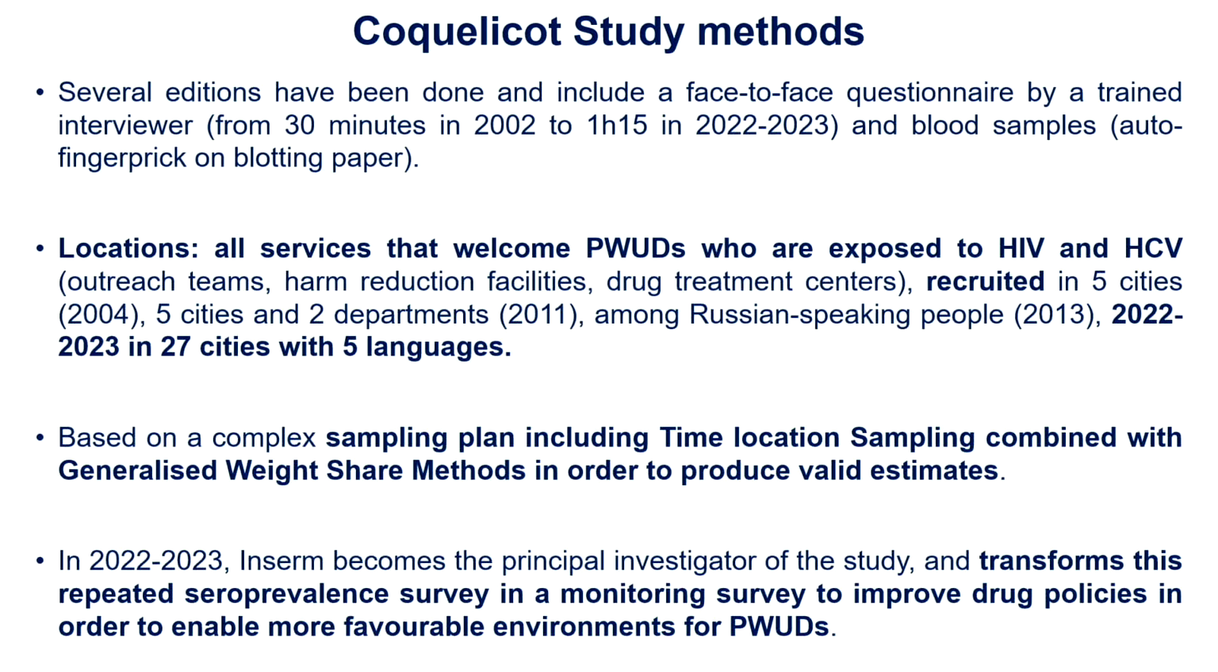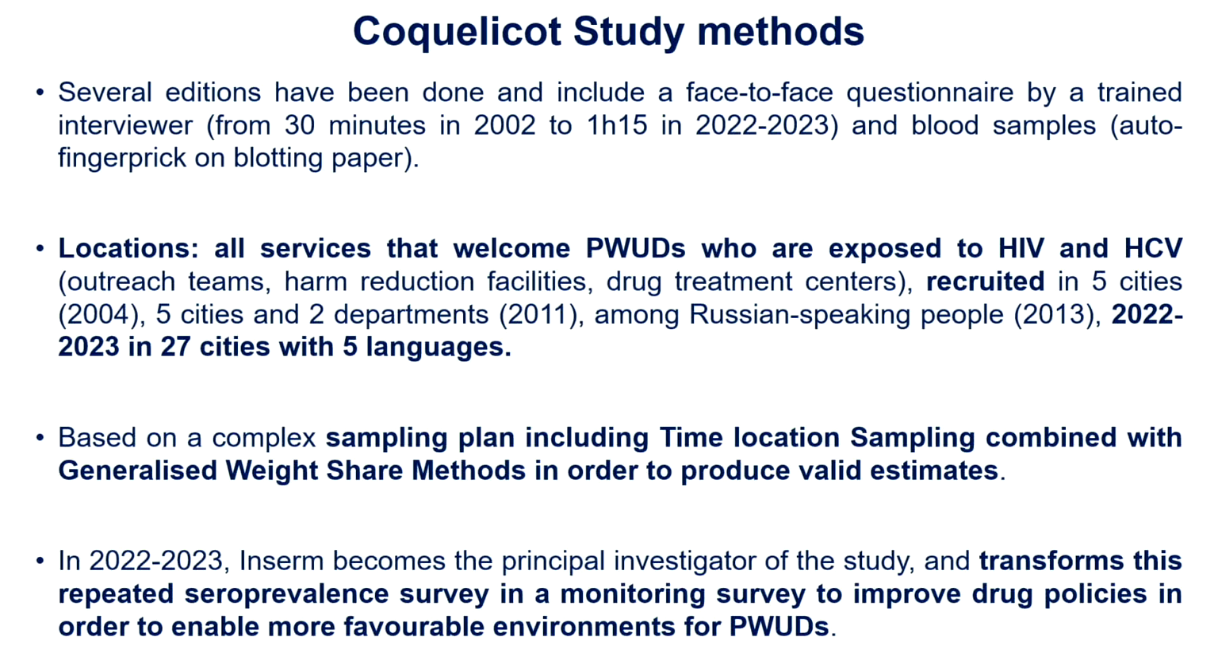People were recruited in one city in 2022, in Marseille, then in 5 cities for the second edition in 2024, and 5 cities and 2 departments in 2011. In 2013, we decided also to include people who speak Russian. I will explain that just after. And for the last edition, we included 27 cities, and we have 5 different languages.